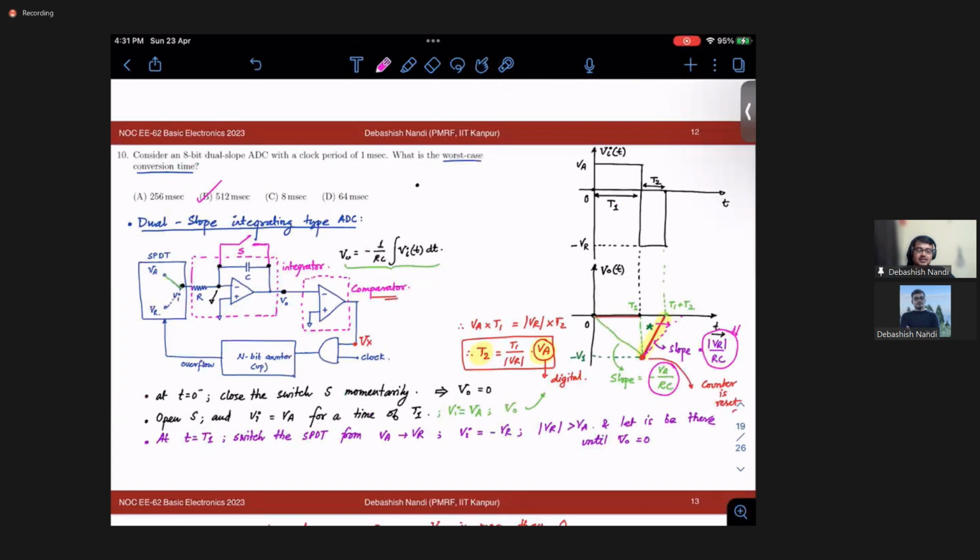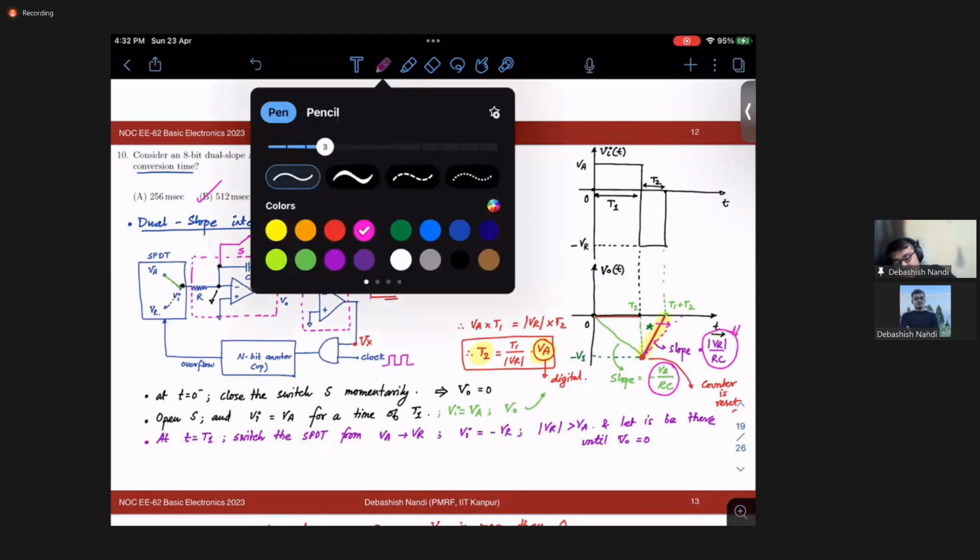So the logic behind this is that whenever your analog input signal is there, it will integrate it for a duration of T1, and during that T1 duration, this counter will start counting. It will count to the maximum value possible, because unless it has counted 2 to the power n, the overflow will not be 1. So this remains 1, and the clock pulses keep on coming. The clock pulses are like this.